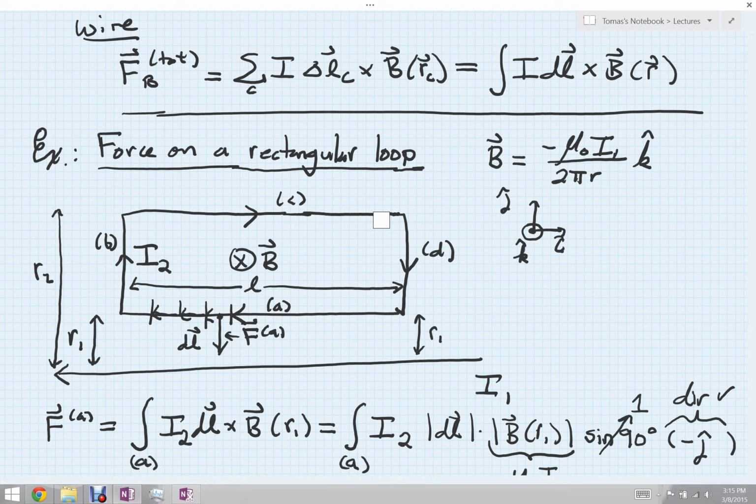So then when you stick out your thumb, you pick out the direction of the cross product, which is going to be up the page in this case. So F from C is going to be pointing upward. So it's the exact opposite direction from the wire below.